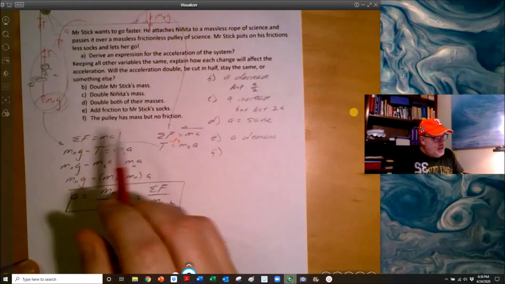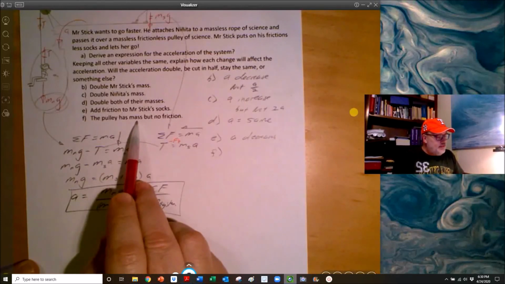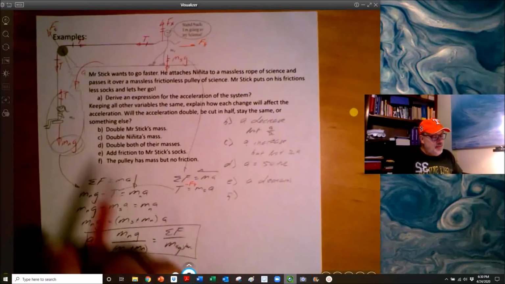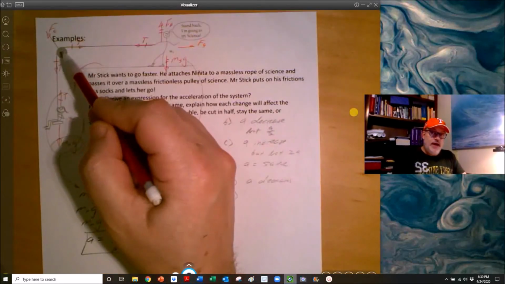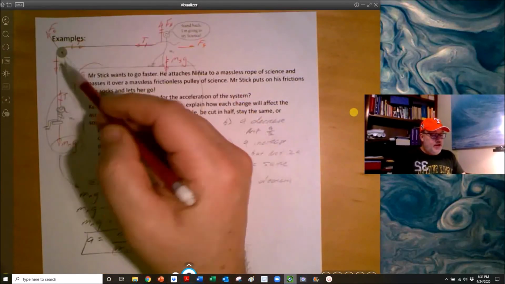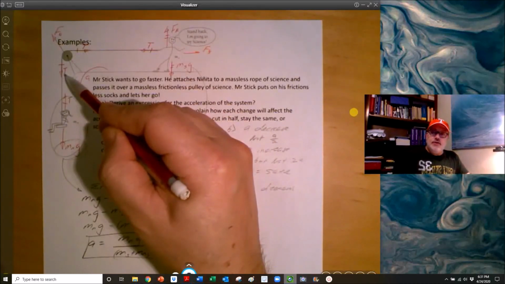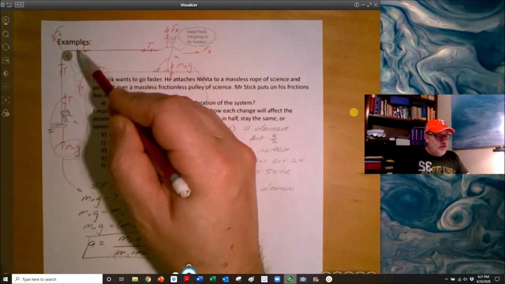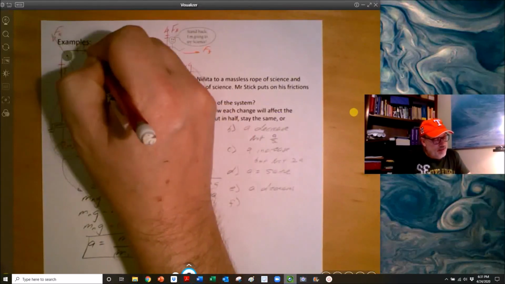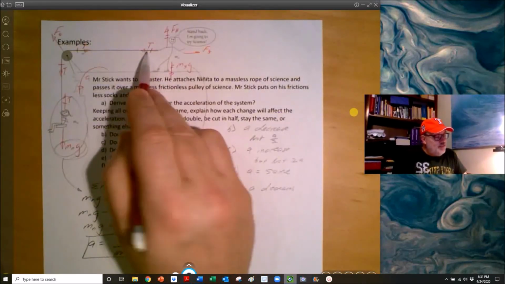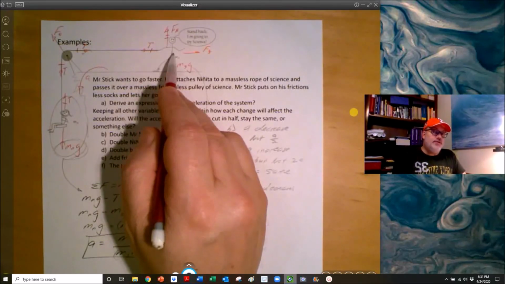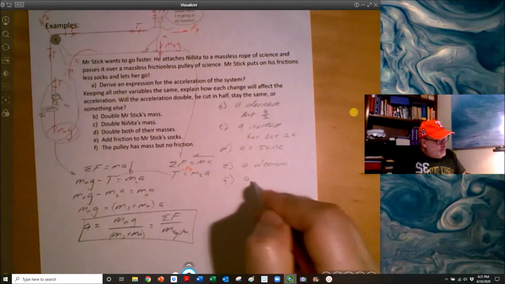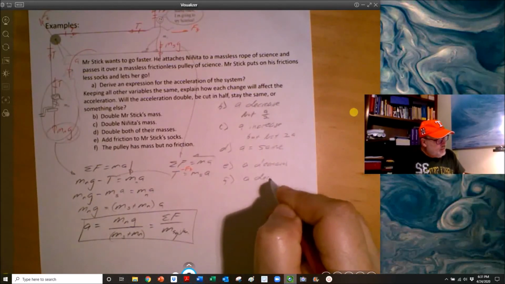How about F? The pulley has mass, but no friction. So what if we just add mass right here? Now, if we add mass to this pulley, then we add inertia to the pulley. And therefore, this tension will have to be larger than this tension in order for it to go. So this one has to be bigger than that one, which means the tension pulling on Mr. Stick will be smaller. So therefore, his acceleration will be less. So the acceleration will decrease.